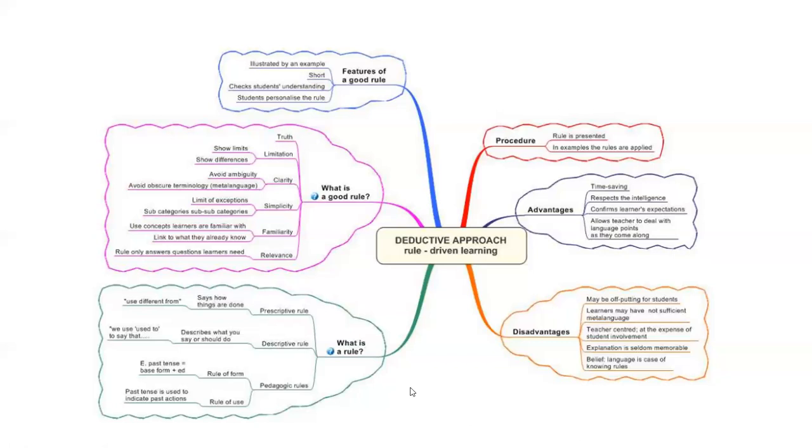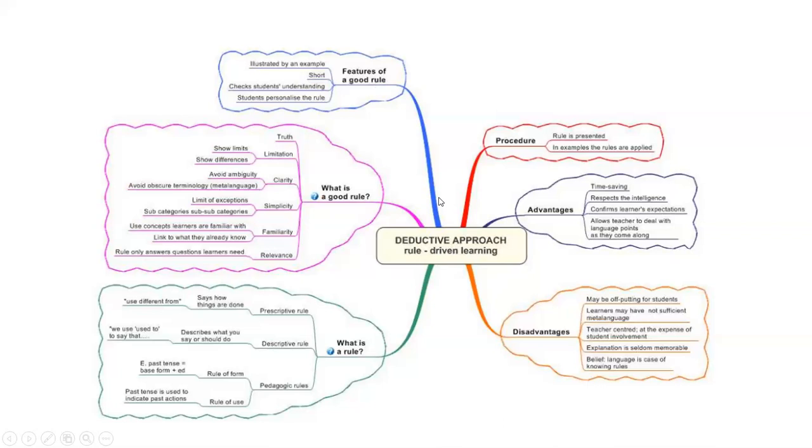Okay, so right now let's start with one of the approaches of presenting grammar or teaching grammar. The first approach is the deductive approach, or the rule driven learning. So we have procedure, advantages, disadvantages, what is a rule, what is a good rule, or features of a good rule. So basically, let's go to the gist of the deductive approach.